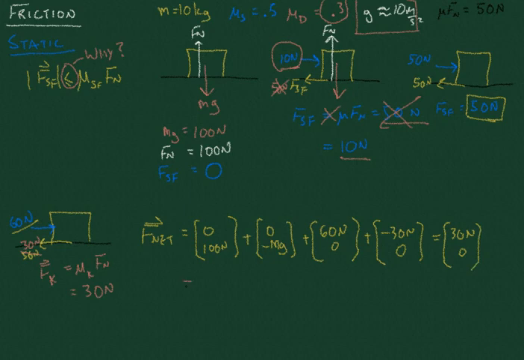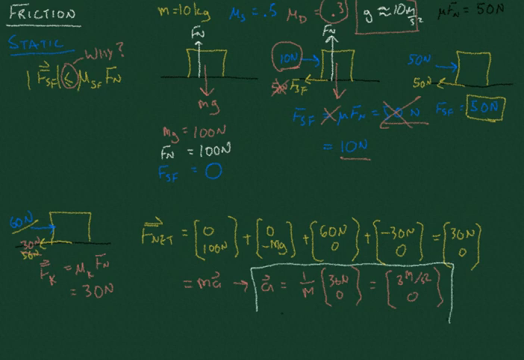But remember, this is equal to mass times acceleration. So the acceleration is equal to 1 over the mass, 30 newtons in the x direction, and the mass is 10 kilograms. So this gives us an acceleration of 3 meters per second squared in the x direction and 0 in the y direction. And so this is how we deal with friction.